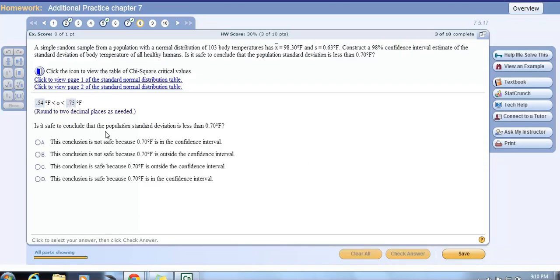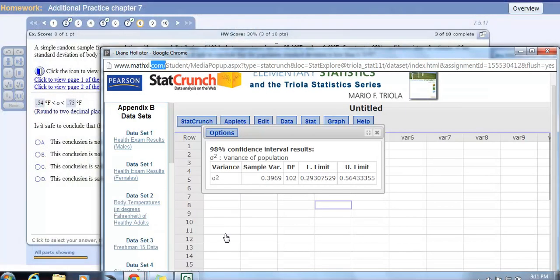Now, it says, is it safe to conclude that the population standard deviation is less than 0.70? Well, if you take a look at the interval, the 0.70 is included in that interval. However, there are values above that value, and there are values below that value. So should we assume that it's less than 0.70? So we're going to have to think about that, and I'll leave that part up to you. Hopefully walking you through again what to click on StatCrunch was helpful.